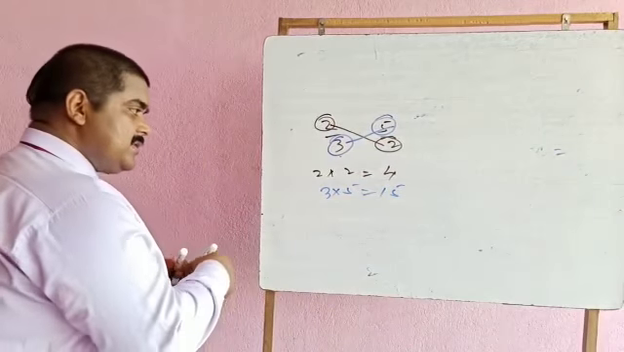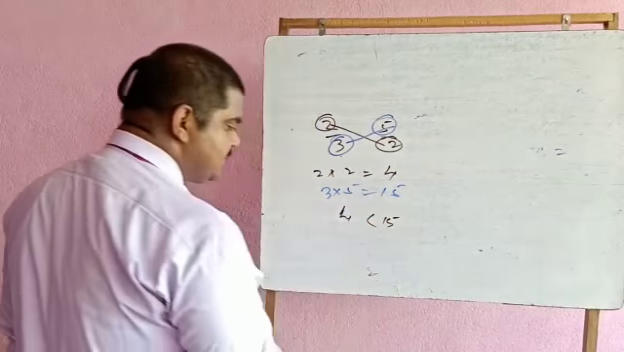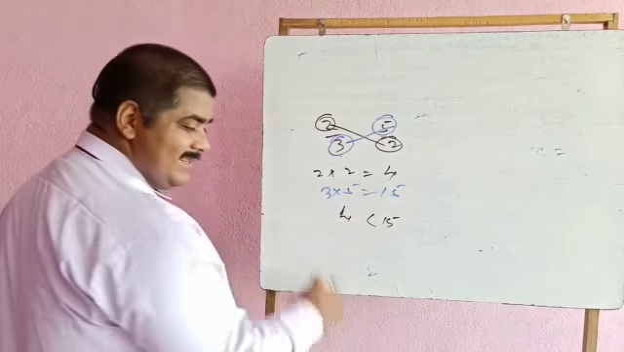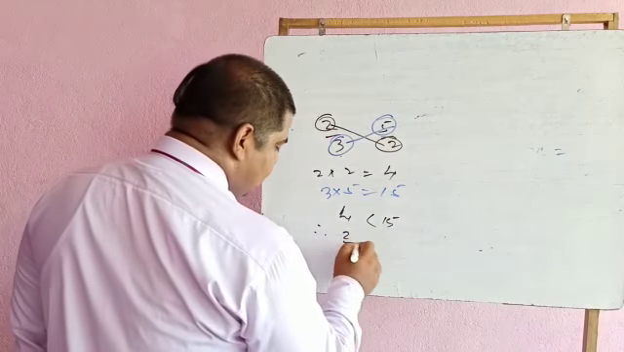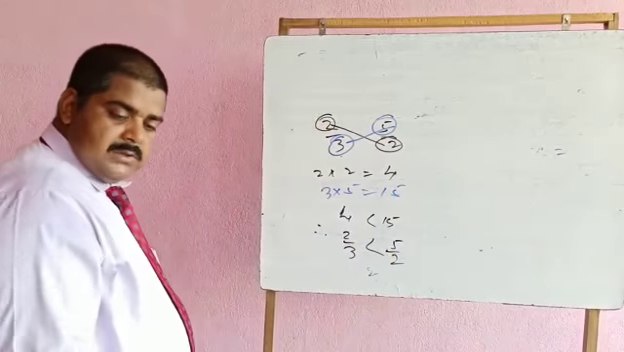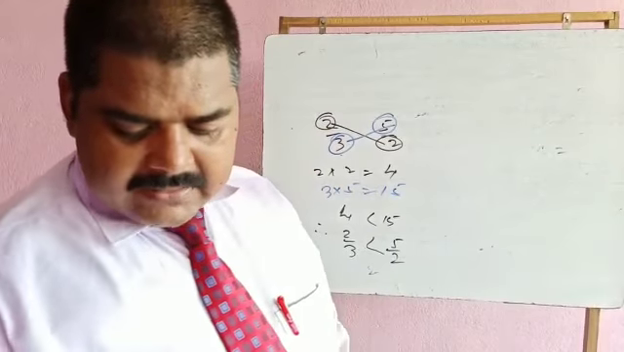My dear student, 4 and 15, which one is greater? Since 15 is greater than 4, or you can read it as 4 is smaller than 15, therefore 2 upon 3 is smaller than 5 upon 2. So in more questions you can see that it is based on equivalent rational numbers.